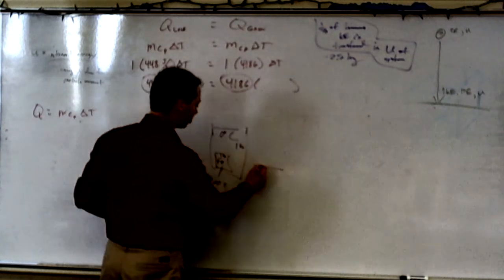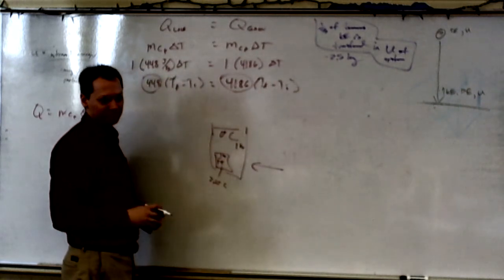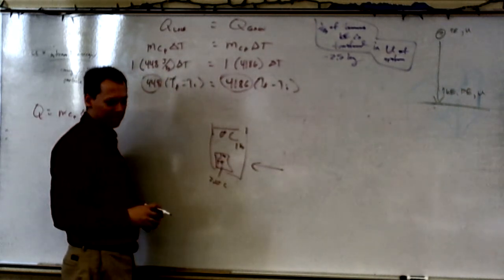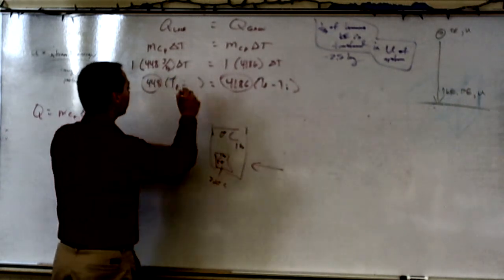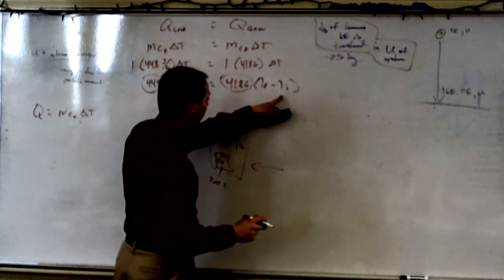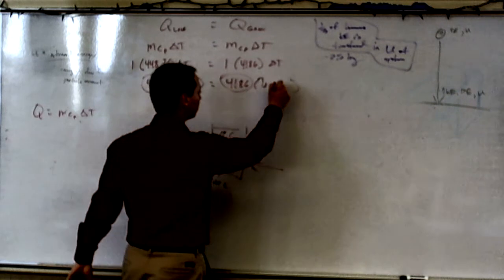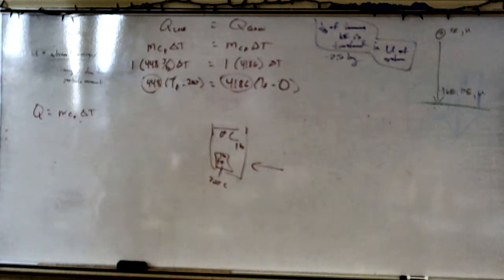What is the final temperature of these two? The same? It's the same. So TF is the same, right? So I can do it that way, TF minus 200. And here, TF minus 0? So it's just TF. Nice. So it is the same variable.